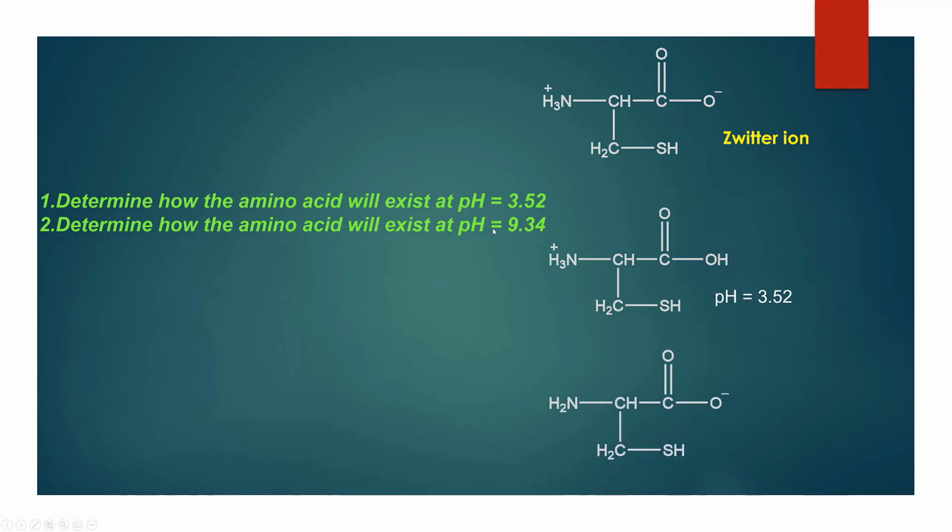The second question is how the amino acid will exist at pH 9.4. So 9.4 is more alkaline. At this pH, what happens? The carboxyl group dissociates its hydrogen ion in the solution, and the amino group also dissociates its hydrogen in the solution. So the overall charge on the cysteine residue is -1. So -1 is the answer.